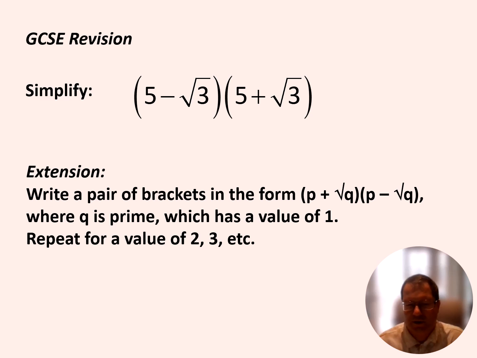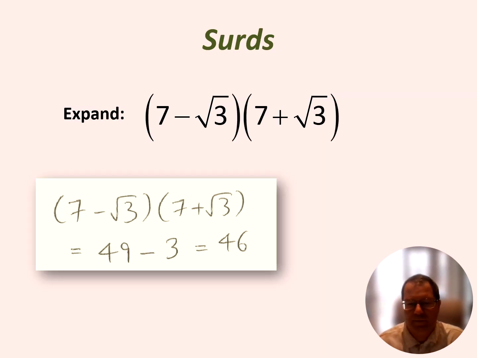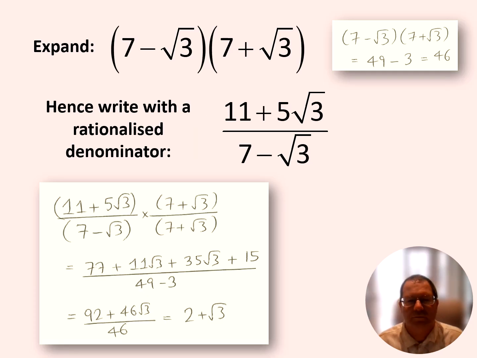As an extension task, I suggest that you might like to try writing a pair of brackets in the form p plus root q times p minus root q, where q is a prime number and for which the final answer is 1 or 2 or 3, etc. And again, if we have 7 take away root 3 and 7 plus root 3, the final answer is the same as 49 minus 3, which is 46, and will enable us to do the next question.